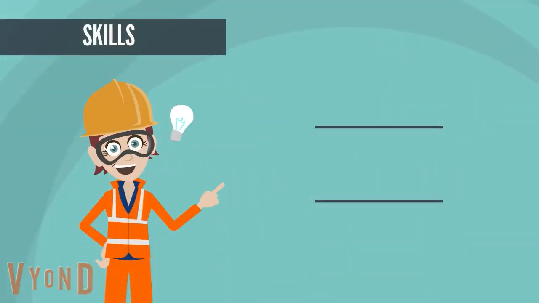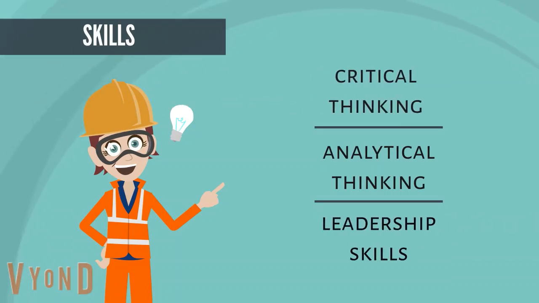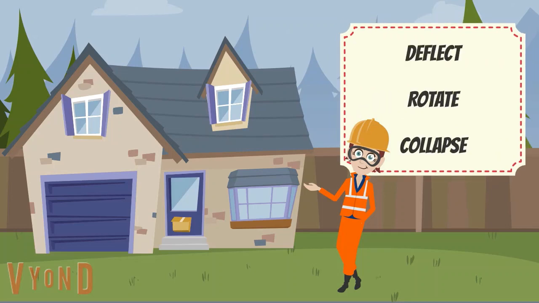Skills needed by civil and structural engineers are analytical thinking, critical thinking, leadership skills, and more. Last but not least, we have the responsibility to ensure the buildings and other structures that we build will not deflect, rotate, or collapse and can hold up to all.